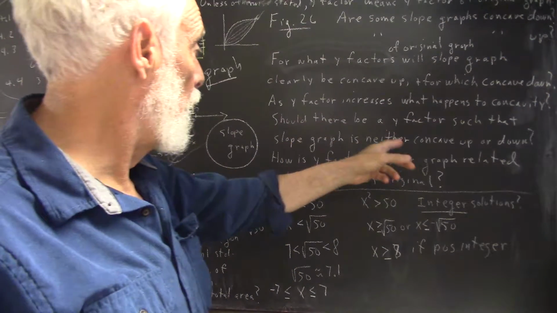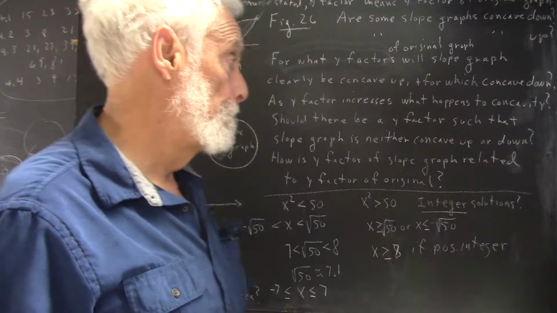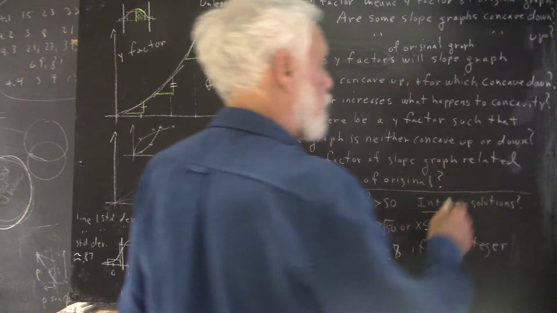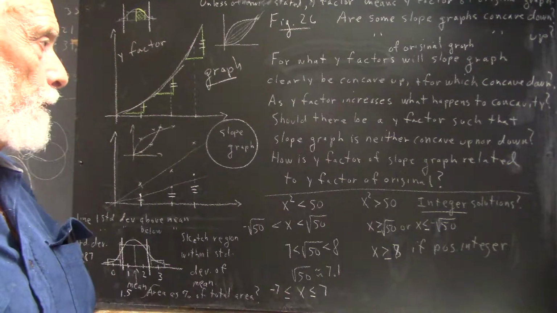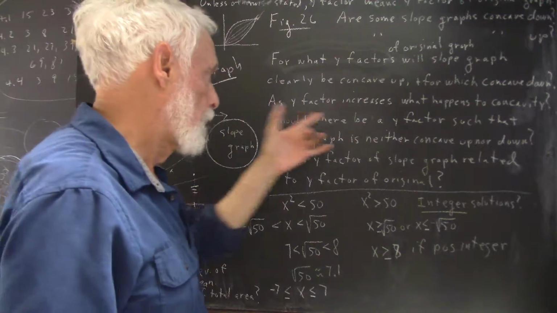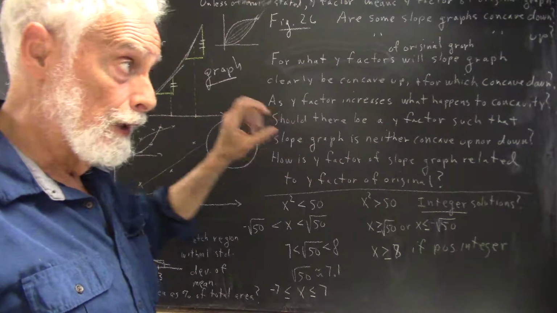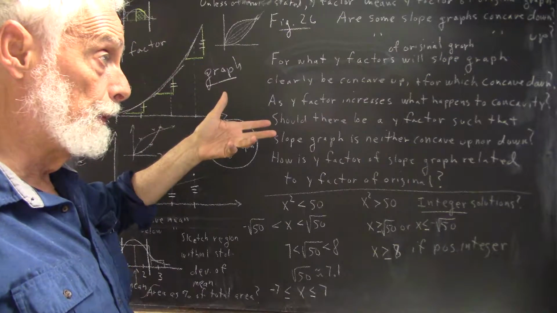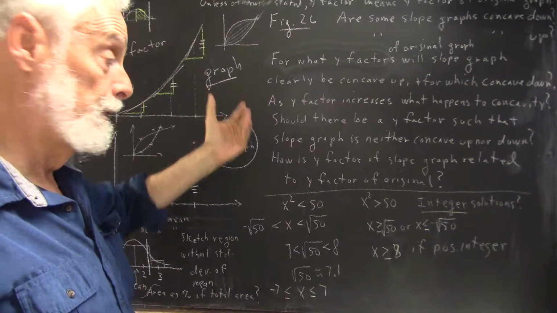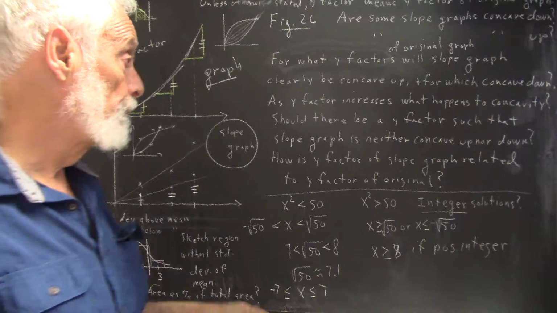Okay, should there be a y factor such that the slope graph is neither concave up nor down? Now, I don't use nor since I use neither, so let me throw that in there. Okay, should there be? Is there evidence that there would be? Is there evidence that compels you to think that there probably is, or is there evidence that compels you to think that there probably isn't? If you investigate this, you can answer that question.